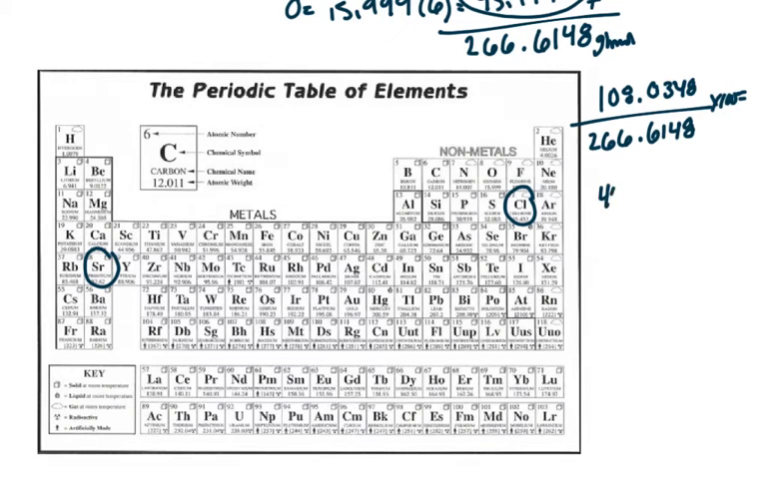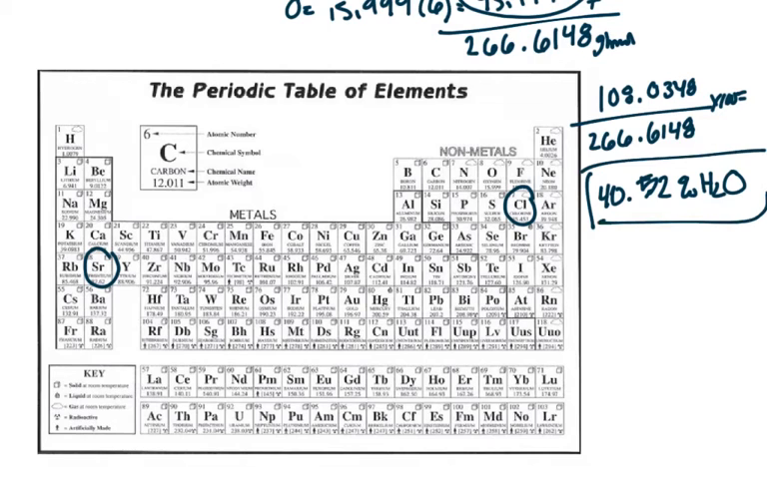And I get 40.52% water. So that's my answer. Sorry guys, that came out really bad. 40.52. There we go. 40.52% water. On your quiz, I did say round your percentages to the hundredths place. If you guys want to do that on your homework, you can too.